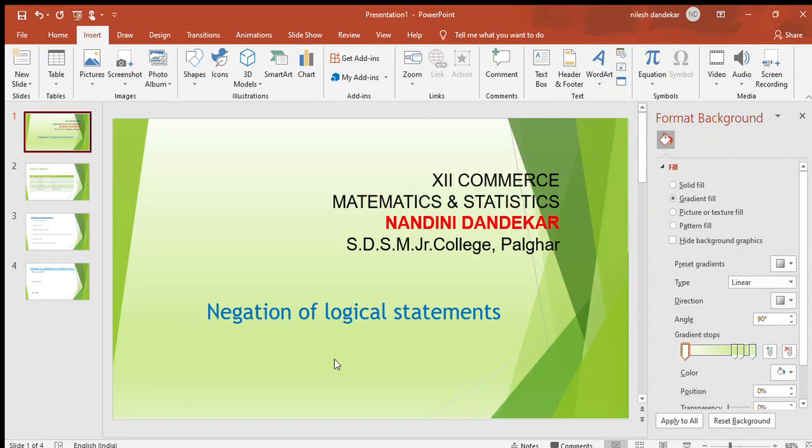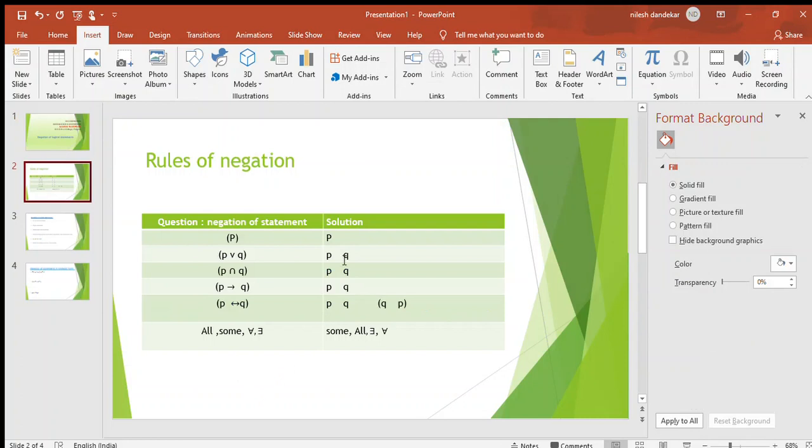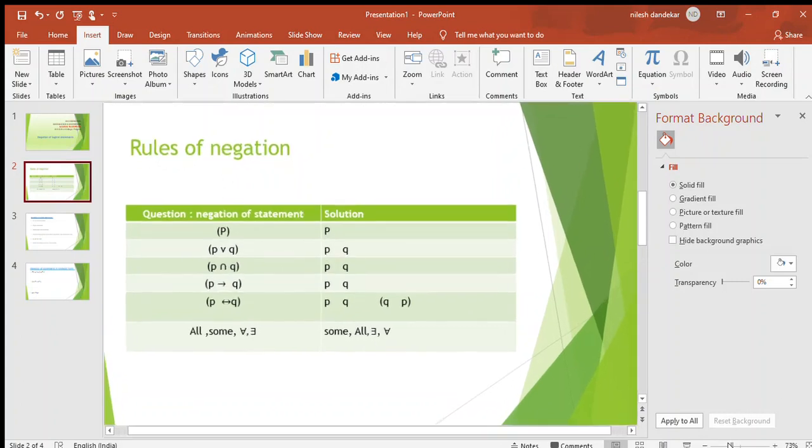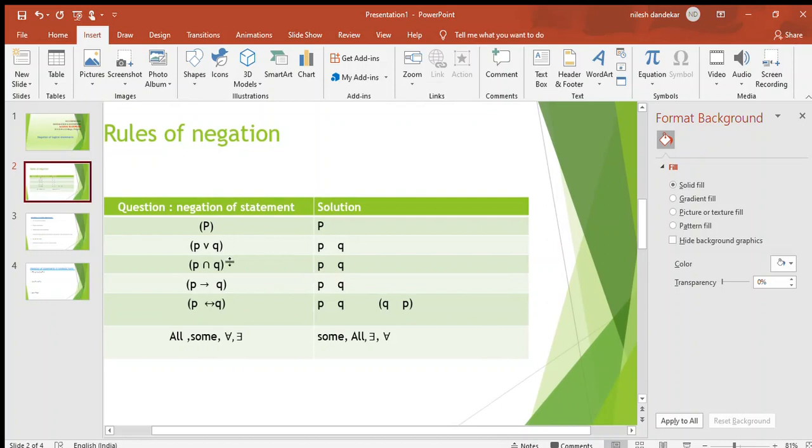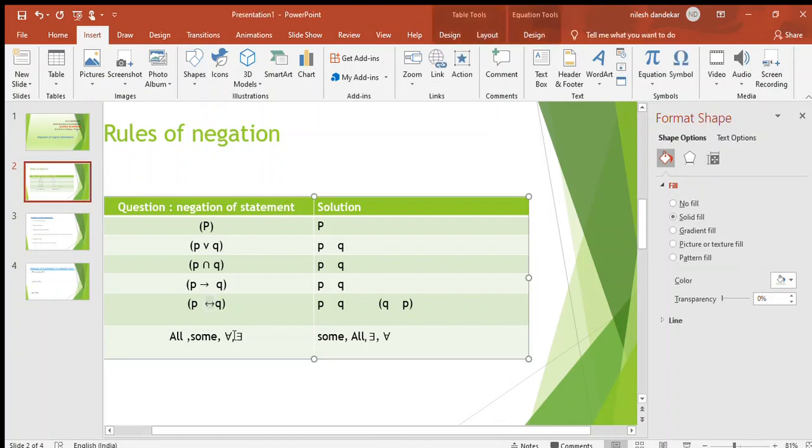Hello students, today we will solve the negation of logical statements. Now we know that there are five types of statements in logic: a simple statement, that is P; disjunction, that is P or Q; conjunction, P and Q; implication, P single arrow Q; and double implication, that is P double arrow Q.